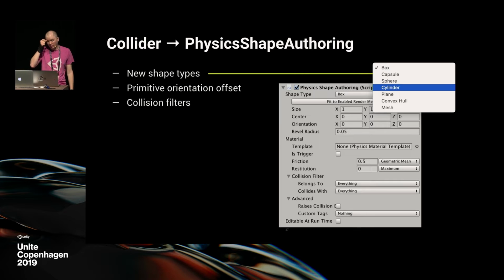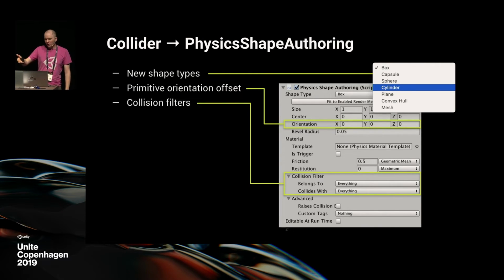And the other thing that's nice is that we have a couple of additional primitive types here that didn't exist before. So for instance, you can pick a cylinder, and that's going to automatically generate a nice convex hull for you based on the input parameters. You can also offset a primitive's orientation. So in classic GameObject-based physics, if you needed a collider that was rotated with respect to its body, it had to be on a child game object in the hierarchy and actually rotated. Now you can just specify an offset orientation on the shape itself. And then we also expose collision filters here on a shape.